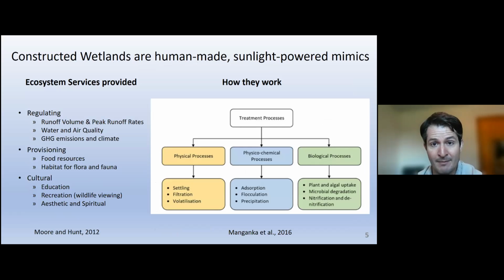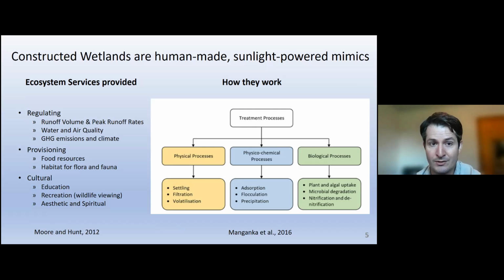Like I said, they're man-made, human-made, sunlight-powered mimics. They don't have pumps or use electricity. They just are there growing plants and providing these ecosystem services I list here on the left. Some of them are more important to certain managers than others, like improving water and air quality or reducing peak runoff. There's also nice services they provide, such as educational, which is kind of what's happening right now, where we can study these things and learn about them.